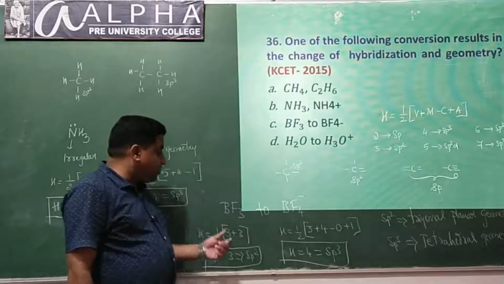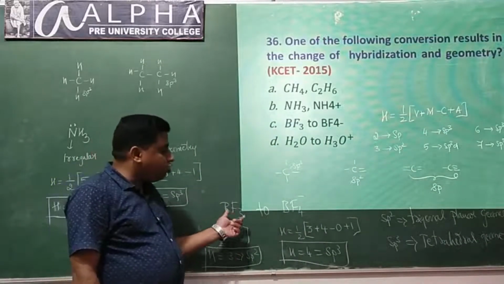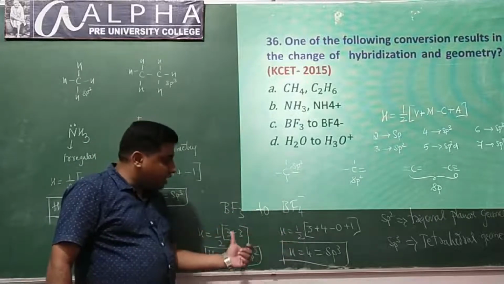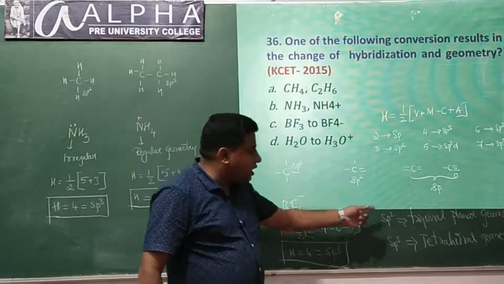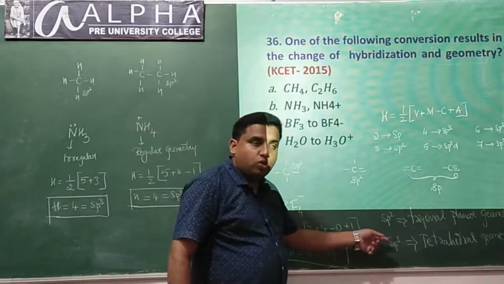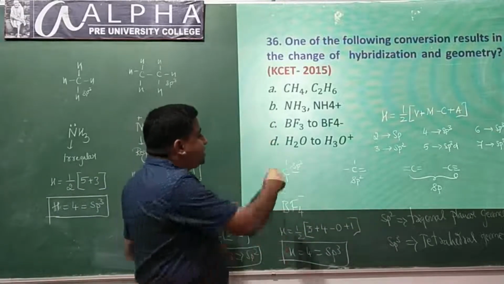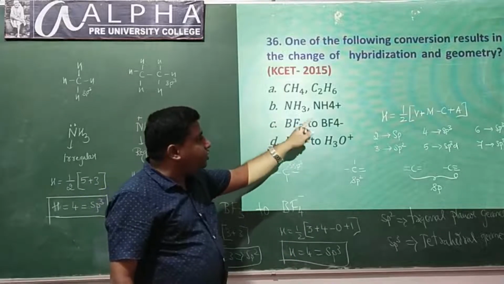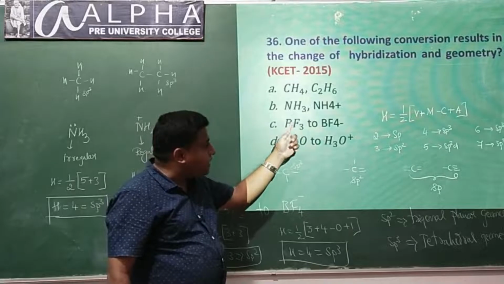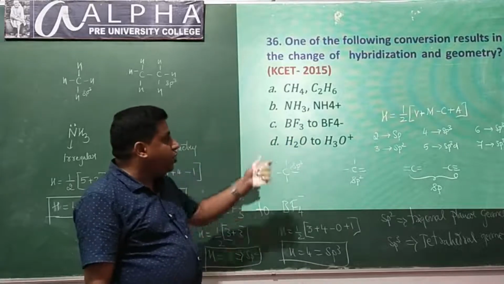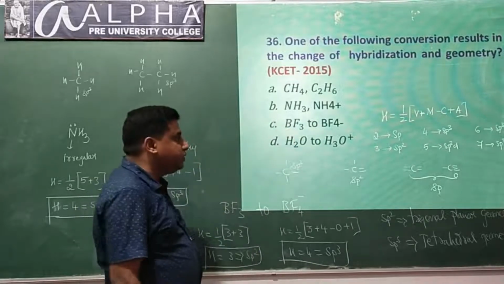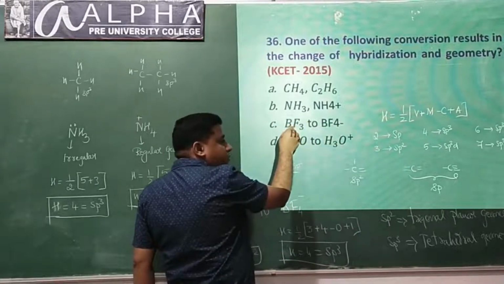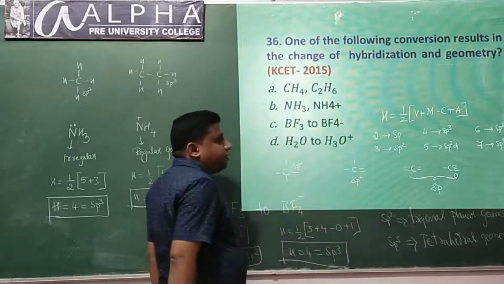So if BF3 gets converted to BF4 minus, then there is a change in hybridization. If there is a change in hybridization, there is a change in geometry. So this conversion leads to the change in hybridization as well as the change in geometry, where this is sp2 hybridized, this is sp3 hybridized, this is trigonal planar, whereas this is tetrahedral.